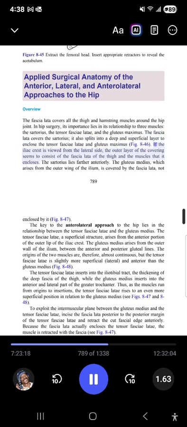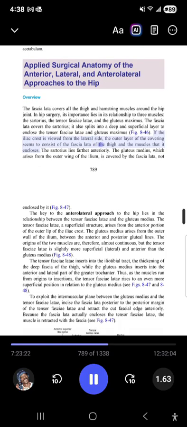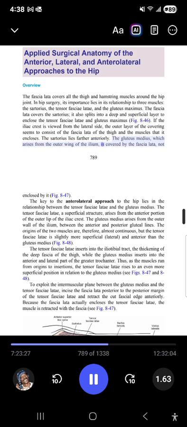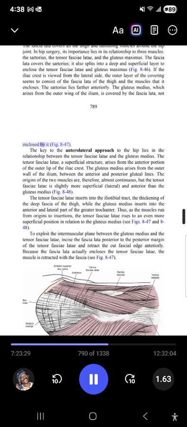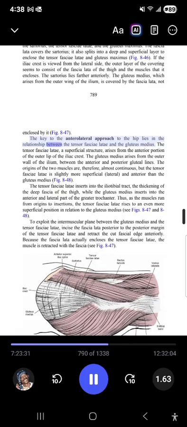If the iliac crest is viewed from the lateral side, the outer layer of the covering seems to consist of the fascia lata of the thigh and the muscles that it encloses. The sartorius lies farther anteriorly. The gluteus medius, which arises from the outer wing of the ilium, is covered by the fascia lata, not enclosed by it, figure 8-47. The key to the anterolateral approach to the hip lies in the relationship between the tensor fasciae latae and the gluteus medius.